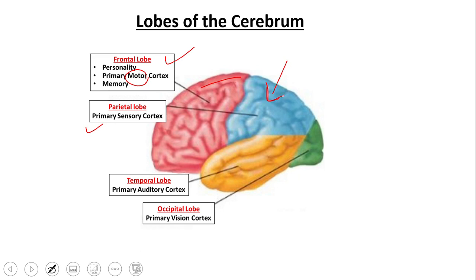Here, closer to the ear, is the temporal lobe, and this has the hearing or auditory cortex. And posteriorly, this is the occipital lobe, and here our vision is processed. So it has the vision center.